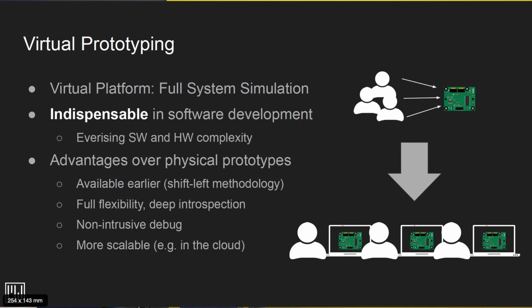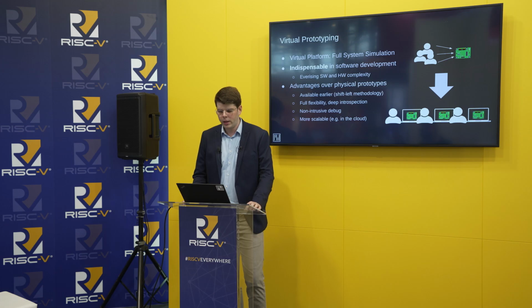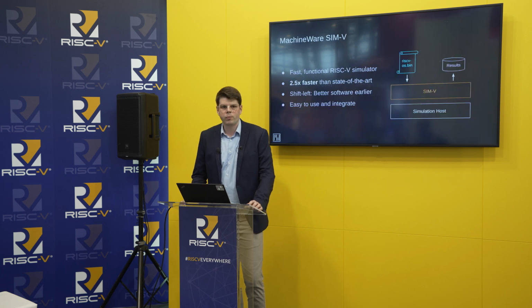And last but not least, and this is also depicted here on the right, they are extremely scalable. When you have physical prototypes, you have only a handful, maybe a dozen, and when one breaks, and that will happen, you have just one less. While when you have a virtual prototype, you can copy it as many times as you like. So when you have it ready, you can have 1,000 of them running in parallel in the cloud. So with this introduction, I want to come to SIM5.